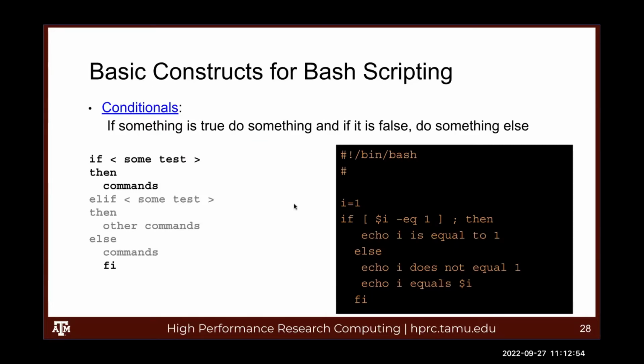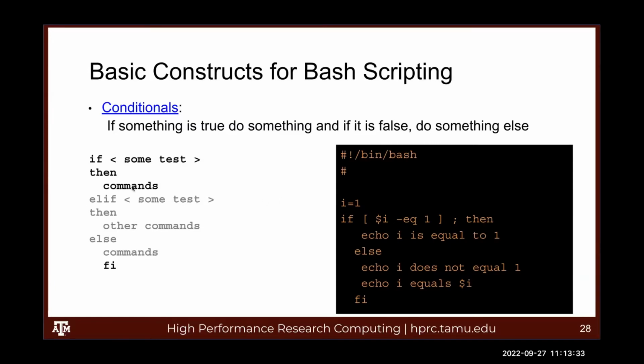Okay, so basic constructs for bash scripting. The first one is a conditional. If something is true, do some command, and if it's false, do something else. So that's the basic if-then statement. You'll have if and then some command, and then on a new line, then. If you see a semicolon, that is telling your bash script that what comes after it is on a new line. So in this case, the left and right side here are kind of equivalent.